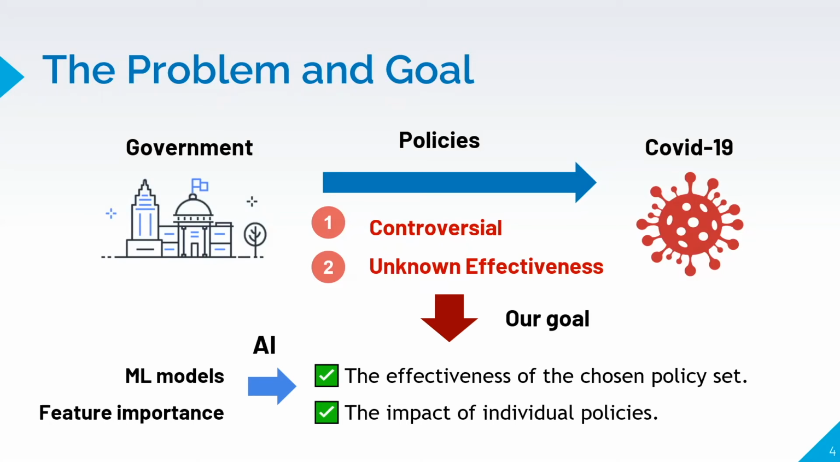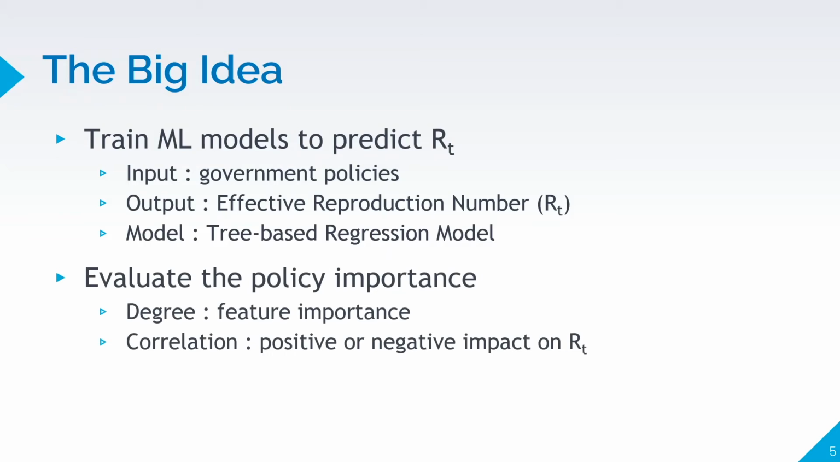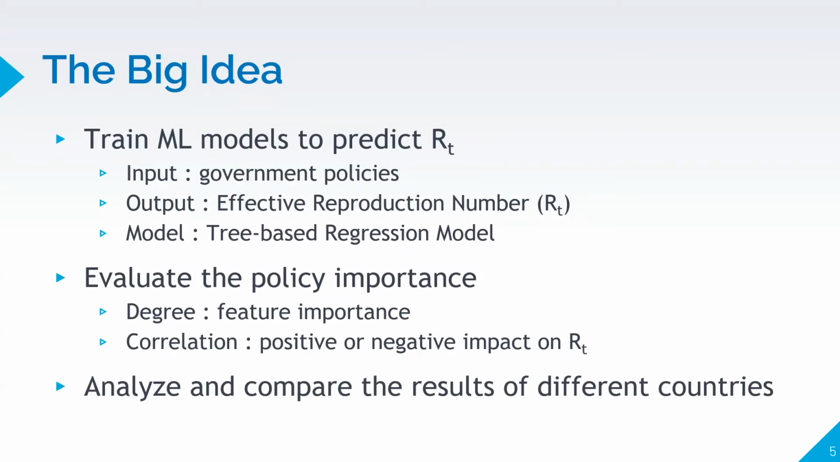First, we are trying to identify the effectiveness of the chosen policy sets and the impact of individual policies through AI. The big idea is to first train tree-based regression models with government policies as features to predict RT. Since effective reproduction numbers represent potential for epidemic spread, it can somewhat show the effectiveness of a chosen policy set. Then, we evaluate the individual policy by feature importance and correlation with RT. What's more, we interpret the results among different countries.